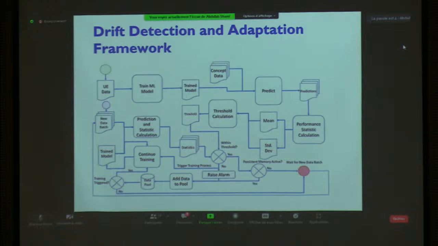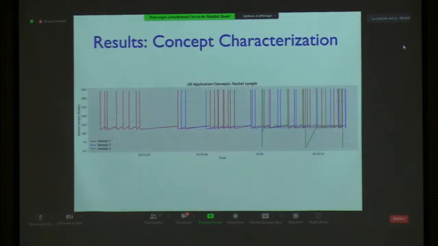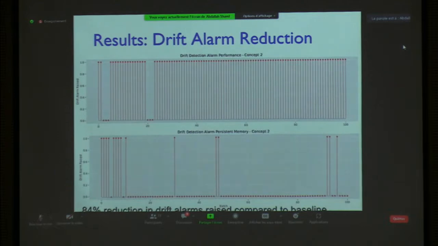But if the output is not within the acceptable threshold, an alarm is raised. The alarm is raised, and then we add that batch of data to the data pool, and we can continue with training. So we will train the model online. And our main goal here is to minimize the number of raised alarms. We don't want to perform this retraining many times, because it uses more computational power, and this retraining may take more time than we can tolerate. So again, this shows that the framework was able to detect the drift, and also that it was able to minimize the raised alarms by around 84%.